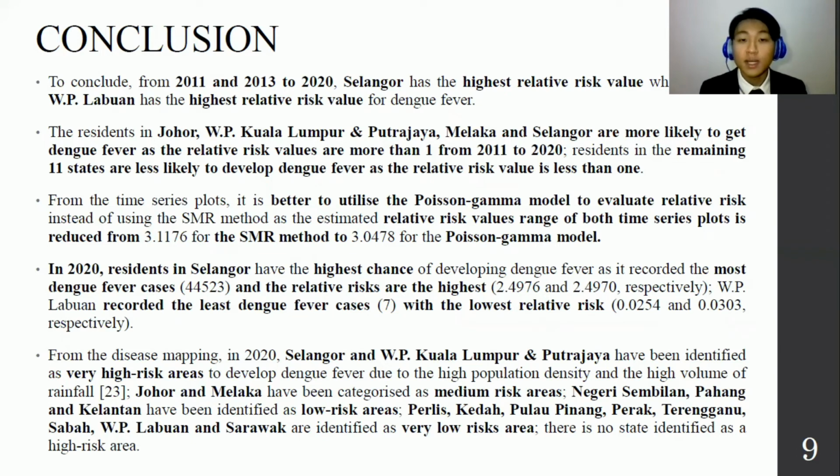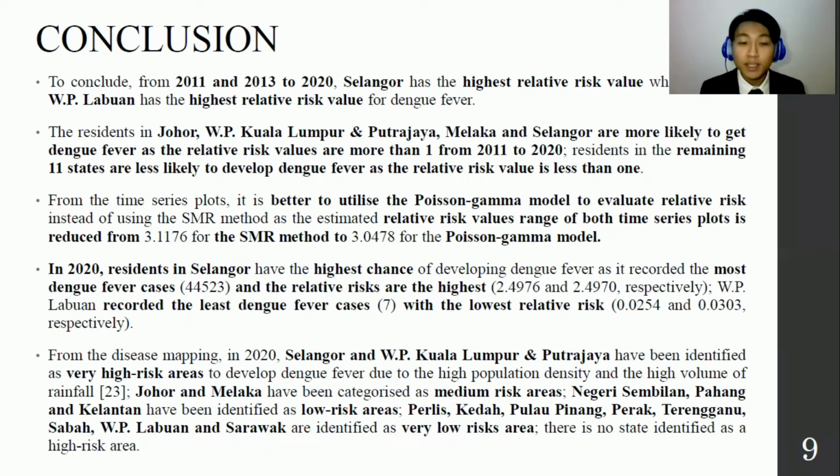From the time series plots, it is better to utilize the Poisson-Gamma model to evaluate the relative risk instead of using the SMR method, as the estimated relative risk value range of both time series plots is reduced from 3.1176 for the SMR method to 3.0478 for the Poisson-Gamma model. In 2020, the residents in Selangor have the highest chance to develop dengue fever because it recorded the most dengue fever cases and the highest relative risk value. And Labuan recorded the least dengue fever cases with the lowest relative risk value.